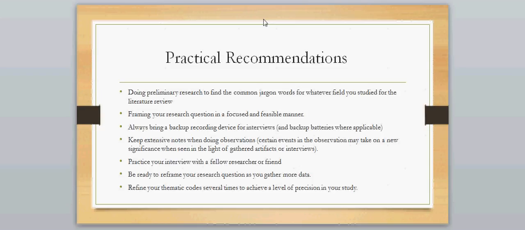Here are some practical recommendations that appear again and again throughout the literature. For example, when conducting a literature review, it's important to first conduct some preliminary research in order to find the jargon relating to the specific concept that you're studying. This will help you narrow your search through repositories of scholarly articles.